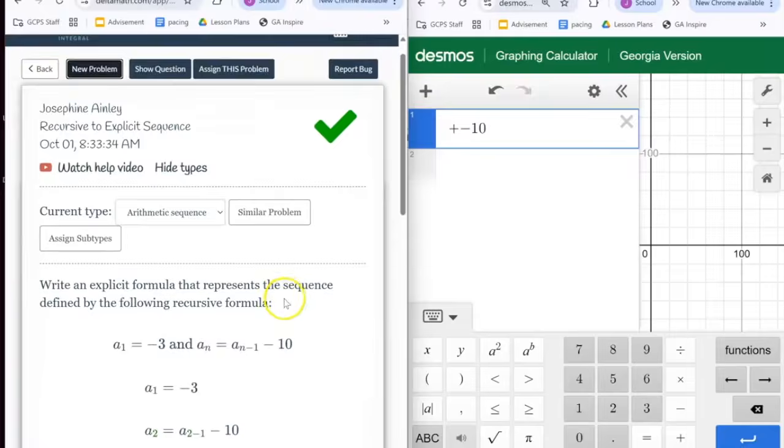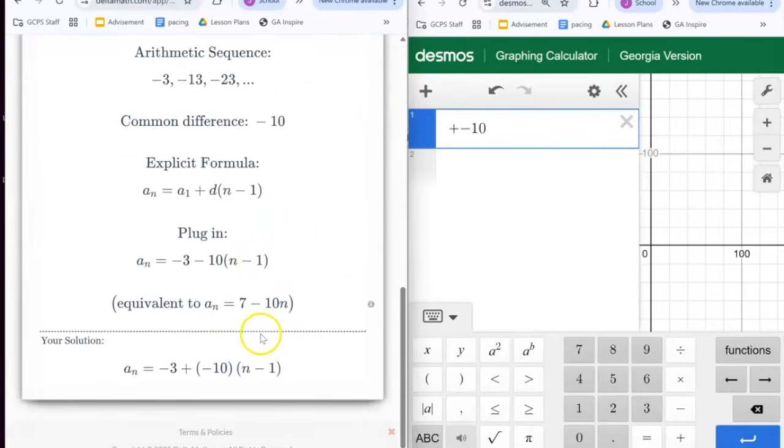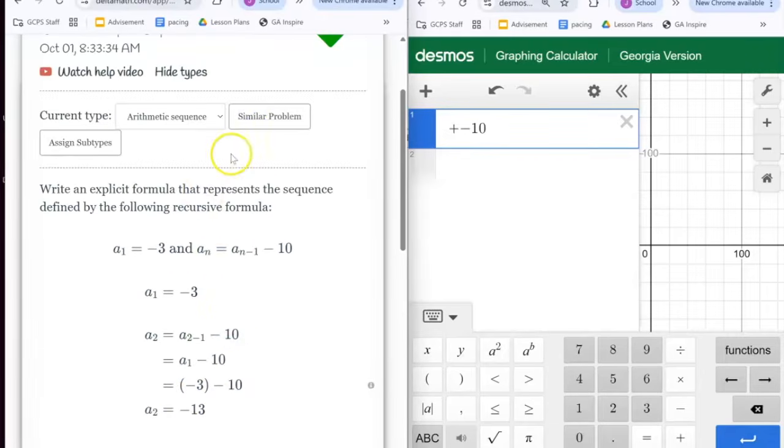Okay, it does accept it. But again, it's cleaner to write the -10 piece instead of plus -10. So it is a little bit cleaner to write it that way. All right, let's do another one.